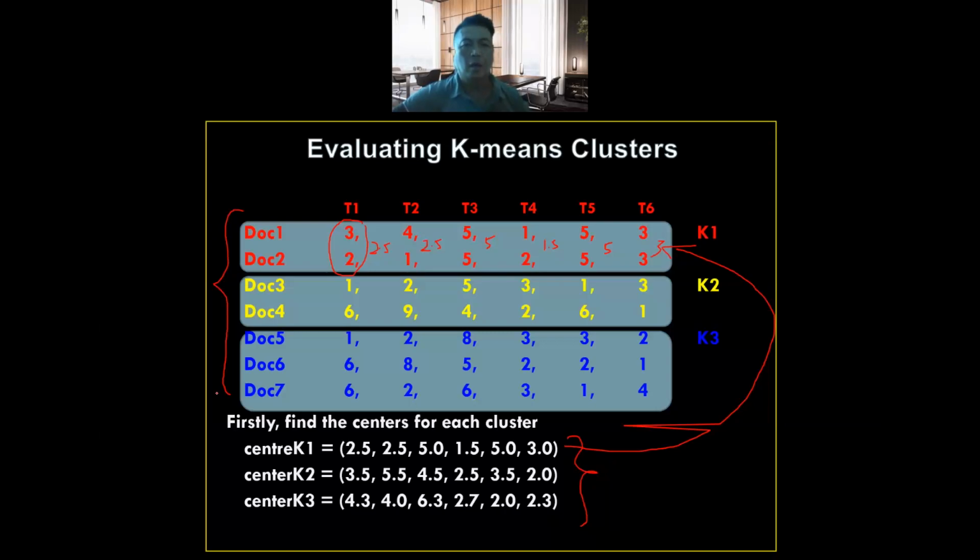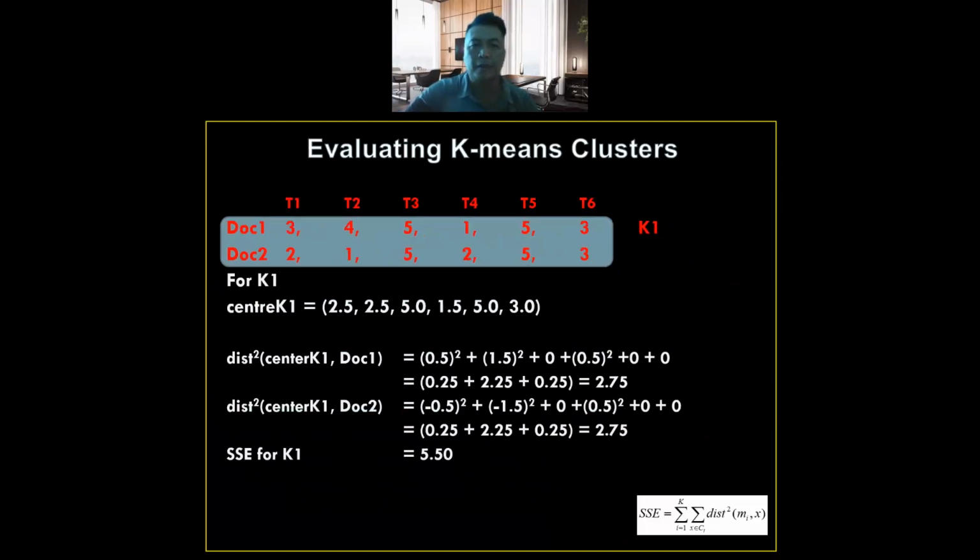So now we have to compute the total sum of square for individual cluster that we have using the sum square error. Okay, so let's take a look at the first one. The distance between the center to the first one will be 2.5 minus 3 square and so on. So we get 2.75.